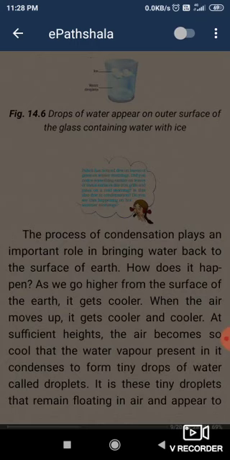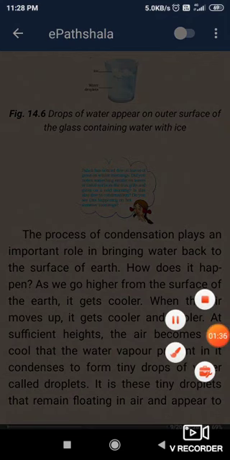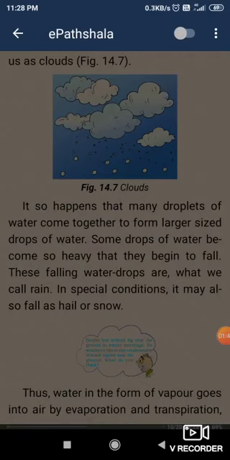The process of condensation plays an important role in bringing water back to the surface of the earth. How does it happen? As we go higher from the surface of the earth, it gets cooler. When the air moves up, it gets cooler and cooler, and at sufficient height the air becomes so cool that the water vapor present in it condenses to form tiny drops of water called droplets. It is these tiny droplets that remain floating in air and appear to us as clouds.